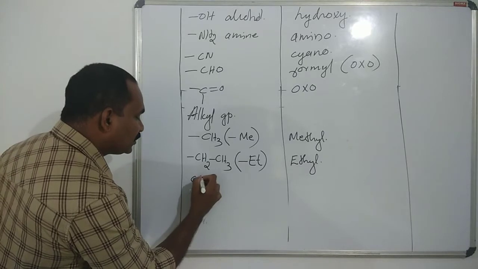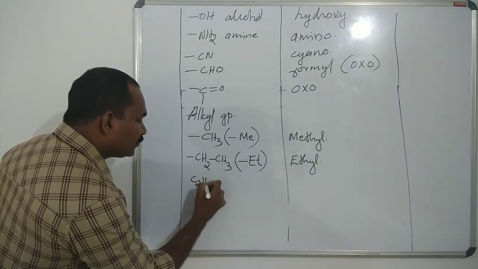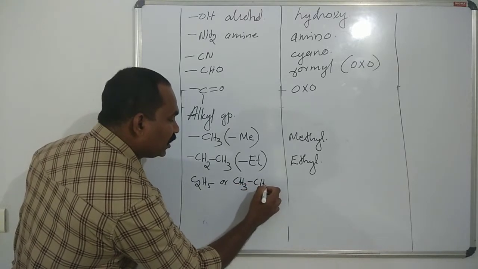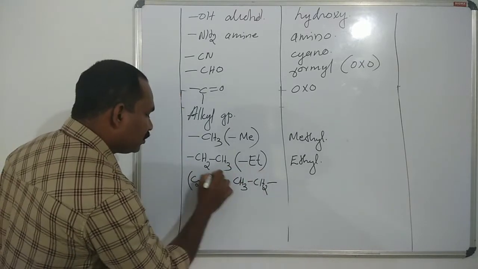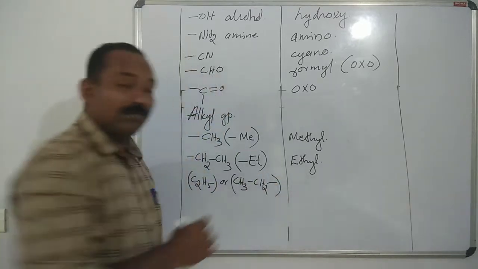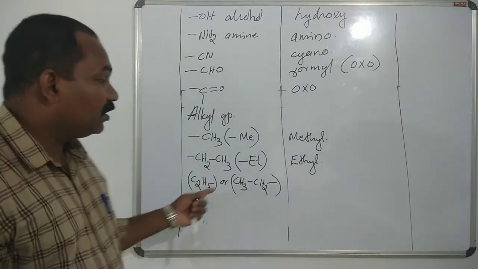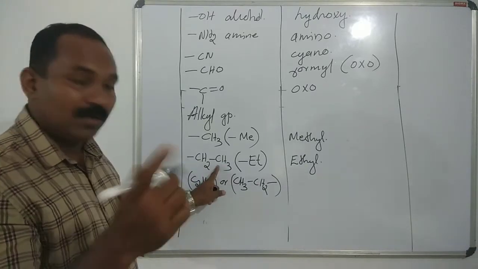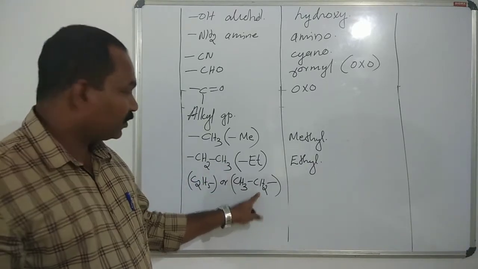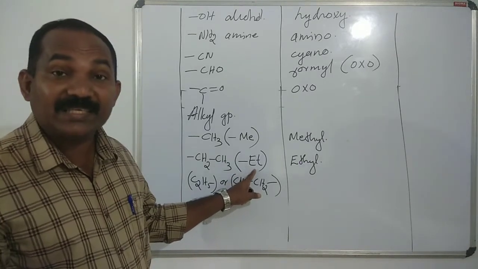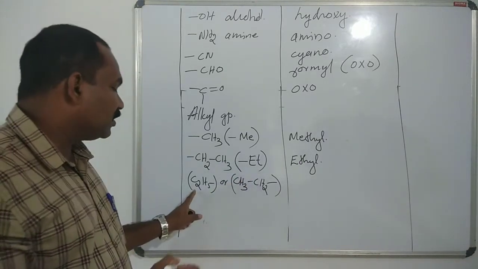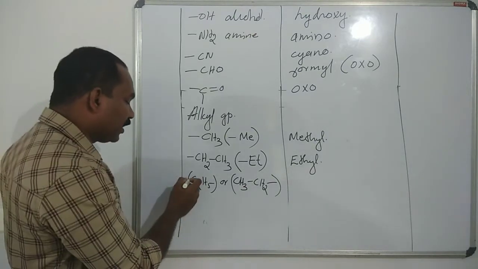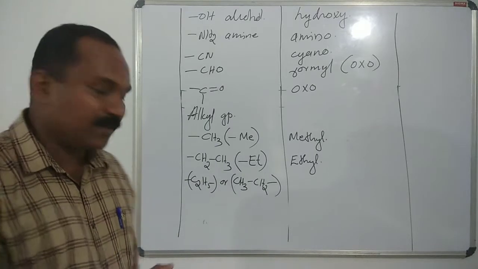Also it can be written as C2H5 or CH3CH2. Okay, various representations for the ethyl group: CH2CH3 or CH3CH2. Or in some textbooks it is Et. Et means ethyl. Then the condensed formula C2H5, it is also called ethyl.